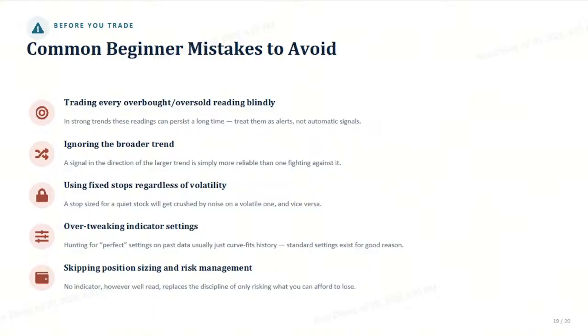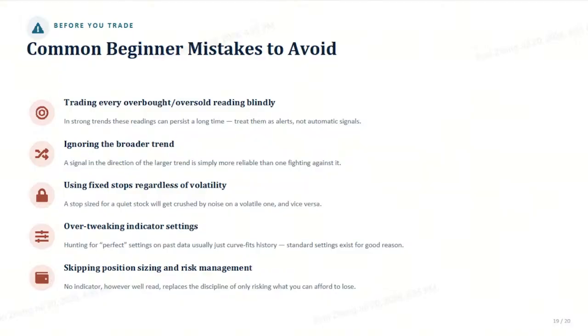Number 2. Ignoring the broader trend entirely. A stochastic signal in the direction of the larger trend is simply more reliable than one fighting against it. Number 3. Using the same fixed stop-loss distance no matter what you're trading. This is exactly the trap ATR solves. A stop that works for a quiet stock will get you stopped out constantly on a volatile one, and a stop sized for a volatile stock will be way too loose on a quiet one.